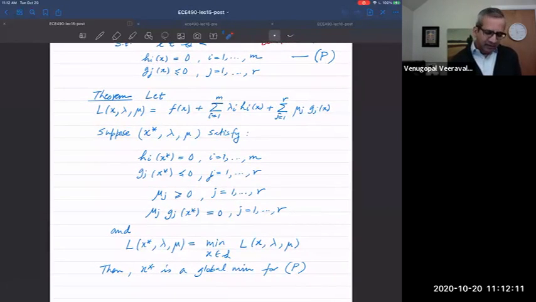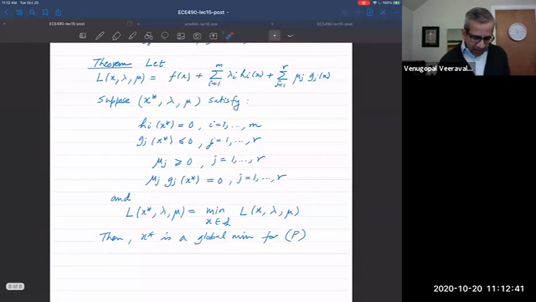Why is this called a general sufficiency condition? One of the reasons is that it doesn't necessarily involve any second order conditions on the Lagrangian. What this is saying is that if I can find x star, lambda, and mu that satisfy these constraints, the feasibility constraints and the complementary slackness constraints for the inequality constraints, and if x star is the one that minimizes the Lagrangian function over S.